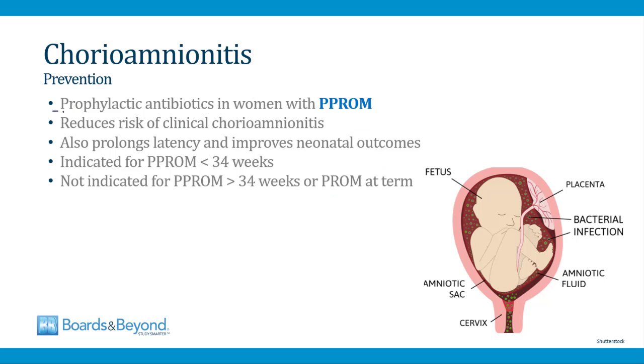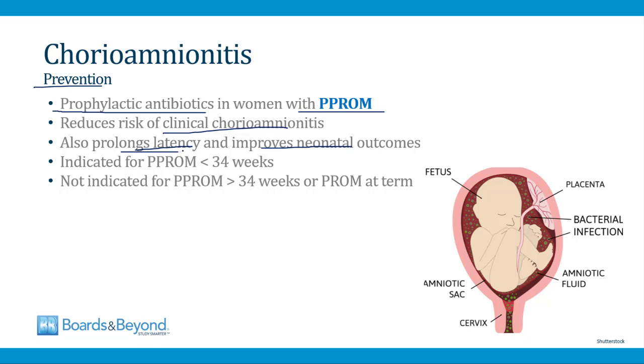We sometimes administer prophylactic antibiotics to prevent the development of chorioamnionitis, and the main indication for this is women who have premature pre-labor rupture of membranes. These women rupture their membranes before term, and you often want to wait to induce labor so that the pregnancy can reach term, but that means a prolonged period where membranes are ruptured and infection can occur. So prophylactic antibiotics in some women in this group reduce the risk of clinical chorioamnionitis. They've also been shown to prolong latency and improve neonatal outcomes. Latency is the time between rupture of membranes and the onset of labor.